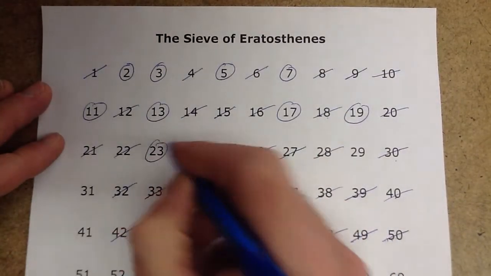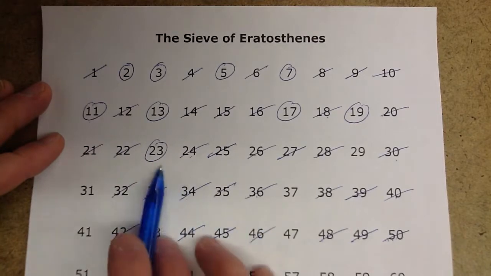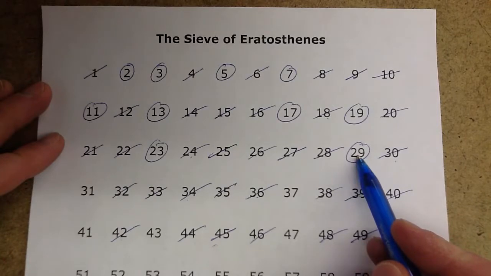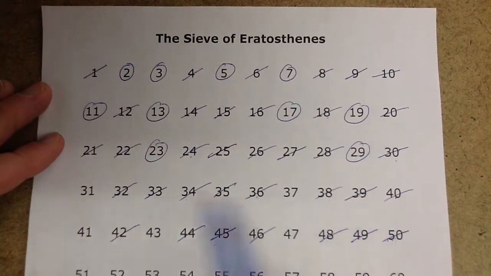Moving on, 23. 23 times 2 is a 46. 46 is crossed out. Let's keep going. 29. 29 times 2. Well, that's 58. Well, that's above 50. Okay, so you get the process.